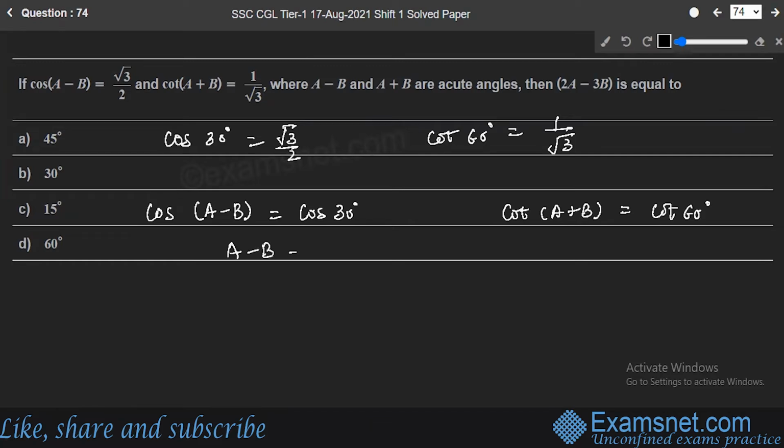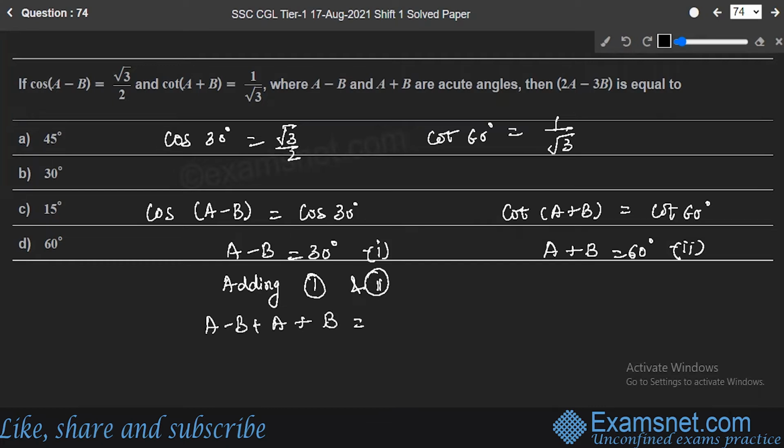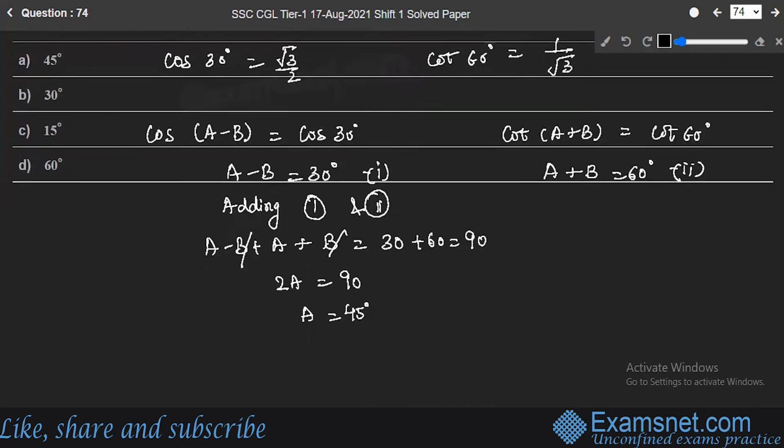From here, you have A minus B is equal to 30 degree and A plus B is equal to 60 degree. Right? Now, easy. You can add them. This is equation 1. This is equation 2. So, adding 1 and 2, A minus B plus A plus B is equal to 30 plus 60, which is equal to 90. B will cancel. 2A is equal to 90. A is equal to 45 degrees. Right? We got the value of A.